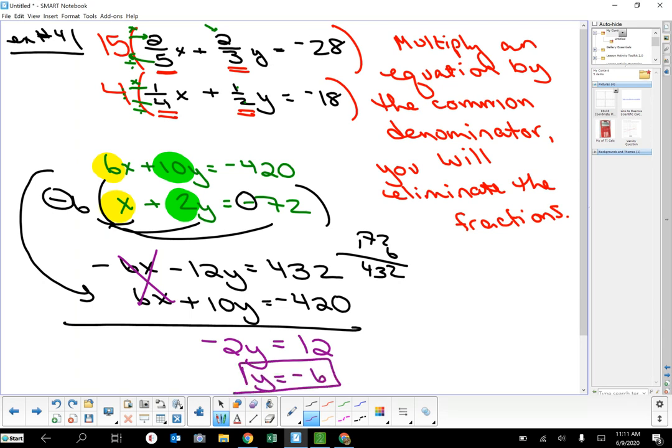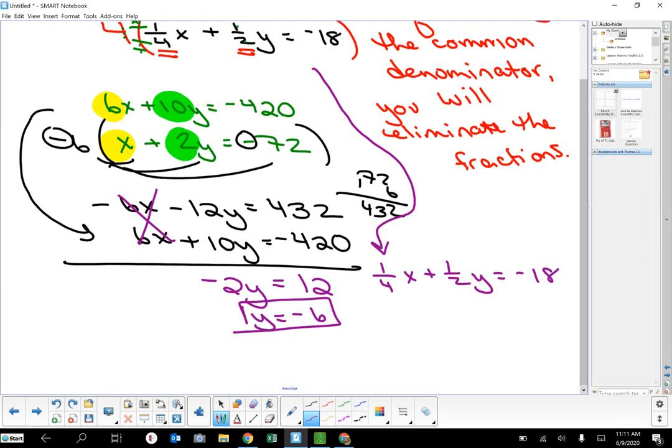Okay. Now, remember that when you solve for the next part, you want to plug into an original equation. So I'm going to go into this guy because it's just a little simpler looking. So 1/4 x plus 1/2 y equals negative 18. And the reason you want to do this, by the way, is so if you made an error somewhere up above, that you don't use that error now. That's why we want to use the original equation.